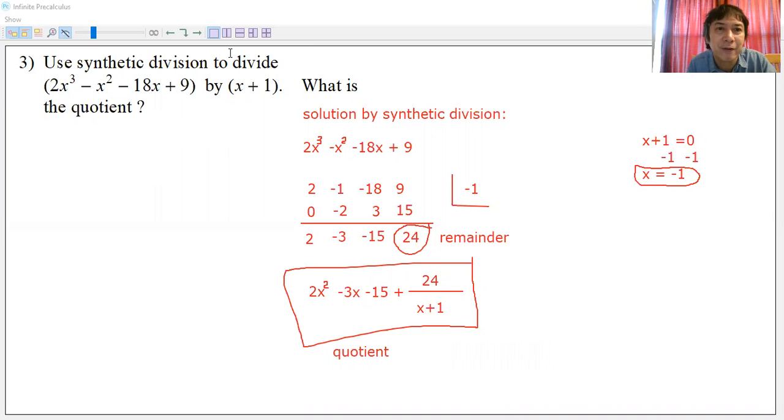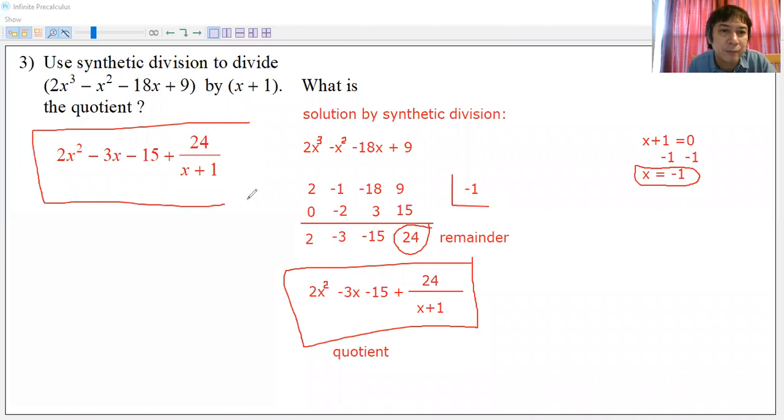Okay, we shall verify this. It's 2x squared minus 3x minus 15 plus 24 over x plus 1. That's correct. That will be for our number 3. You can verify that from the computer's database over here, and you can compare our answer. All right, so exactly what we obtained.